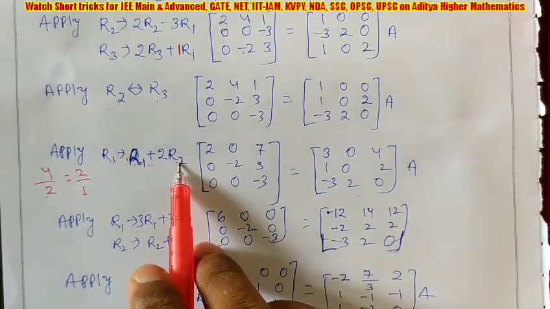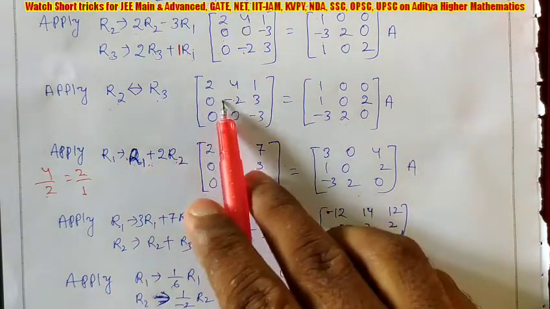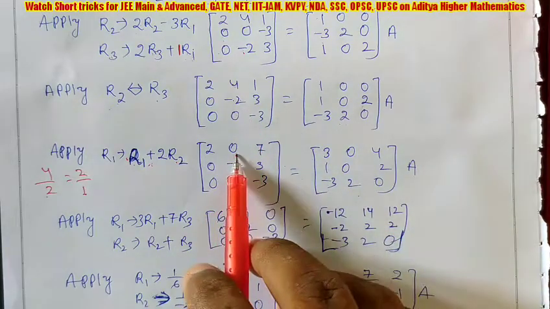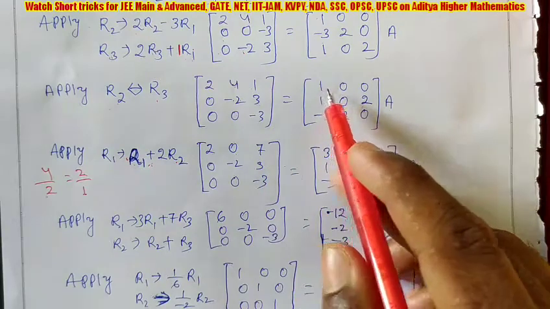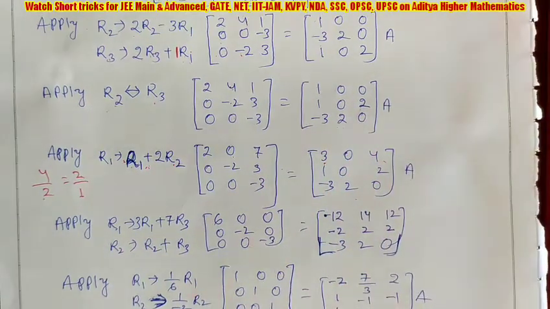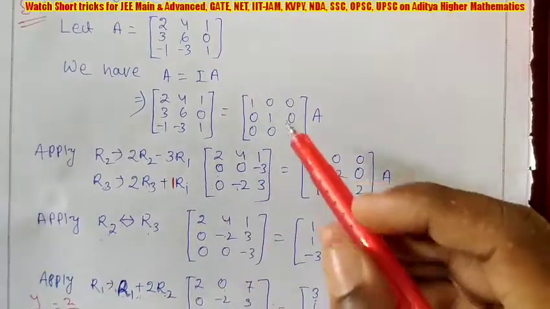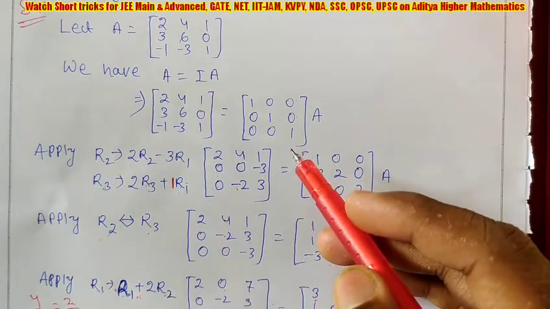So R1 plus 2 R2. Now use 2 plus 0, 2 only. 4 minus 2 multiplied 2, 0. 1 plus 6, 7. 1 plus 2, 3. 0 plus 0, 0. 0 plus 4 is 4. So we got 2 zeros in second column. Now only we have to make R1 and R2 in third column 0. Then we will get identity matrix with all zeros.